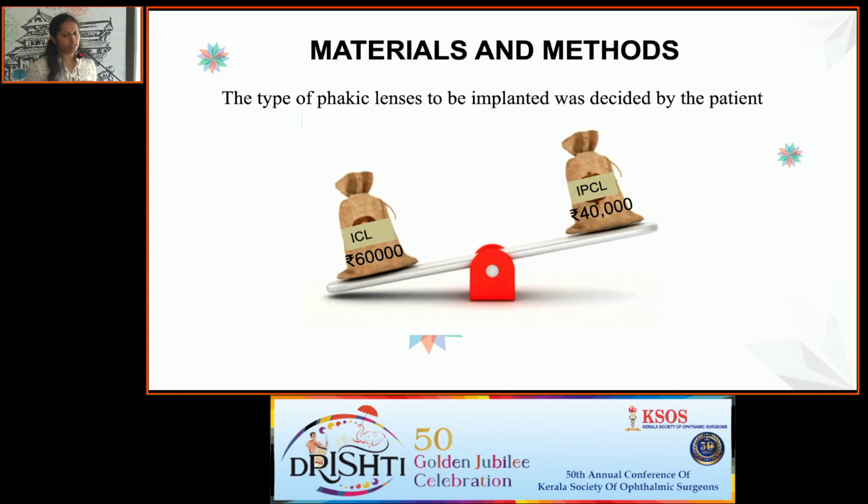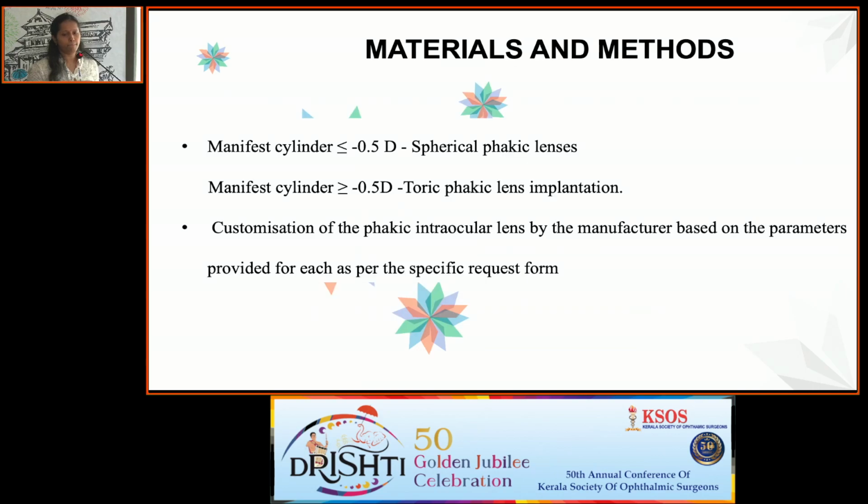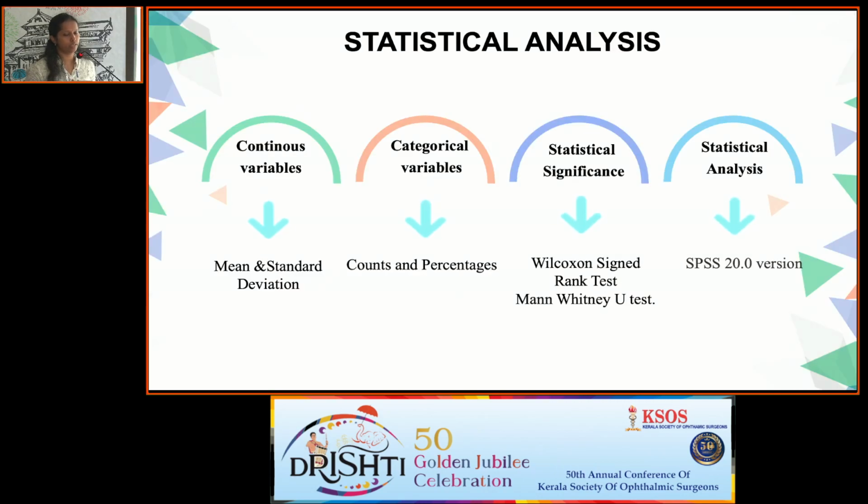The type of phakic lens to be implanted was decided by the patient, which most probably might have been influenced by the cost, in that ICL is costlier than IPCL. Patients who had a manifest cylinder of more than 0.5 diopter had toric phakic lens implantation. Others had spherical phakic lenses. The customization of the phakic lenses was done by the company based on the data provided.